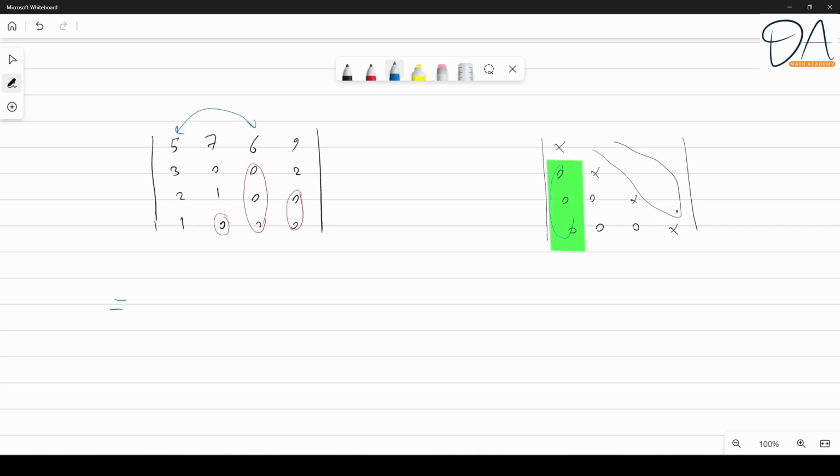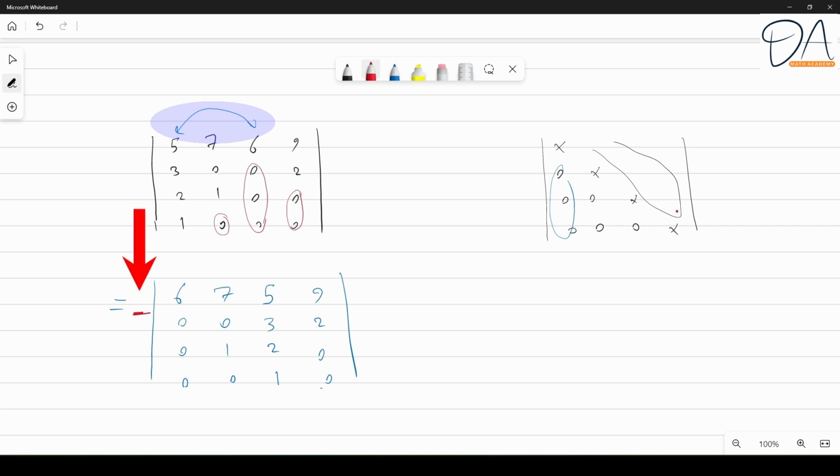This way we'll have 3 zeros in the right position as we need them. So we'll get 6, 0, 0, 0, and then we have 7, 0, 1, 0, and then the third one will be 5, 3, 2, 1, and then 9, 2, 0, 0. Remember, the swapping will change the sign. So actually what we'll need to do here is put a minus, because this swap operation adds a minus. That's what the swap operation does.